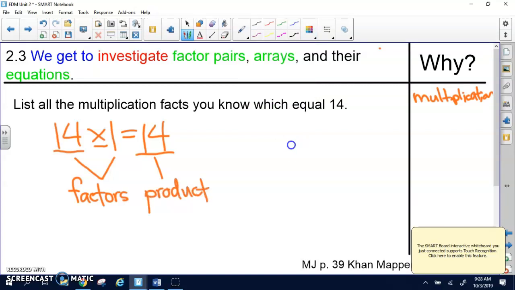So when we say factor pairs, I hope you're understanding that pairs, like a pair of shoes, right? It means there's two of them. Okay? So factor pairs, what we have is one of the factor pairs is 14 and 1 for 14, right?